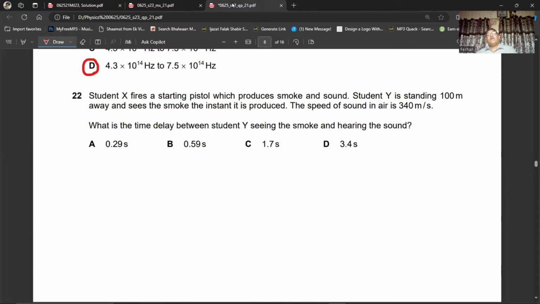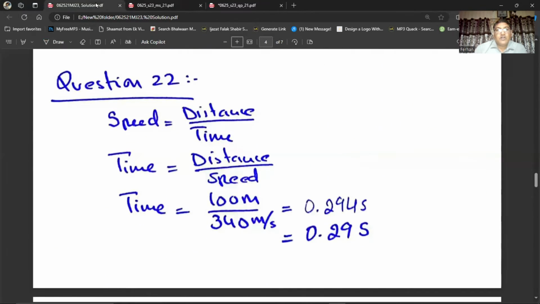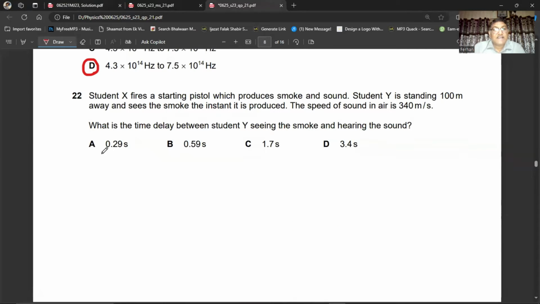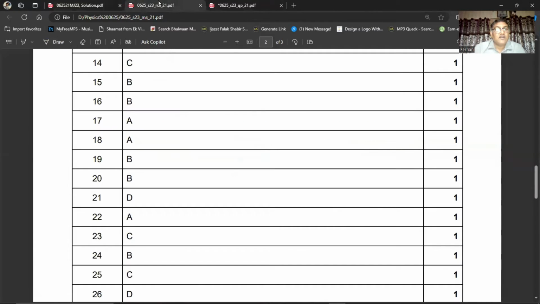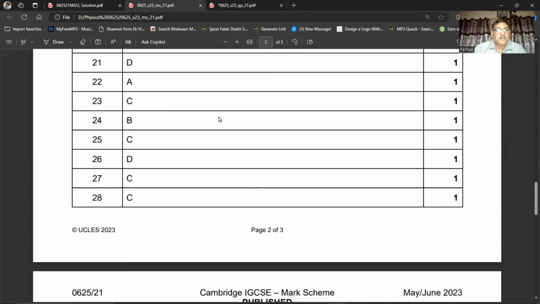We know the speed of the sound. We know the distance the sound has to travel. So we can tell how much the time is. Let me show you. Speed is equal to distance divided by time, so time will be equal to distance divided by speed. So the time will be equal to 100 meter divided by 340 meter per second. And the answer is 0.29 seconds. So A is the answer. Question number 22, A is the answer.